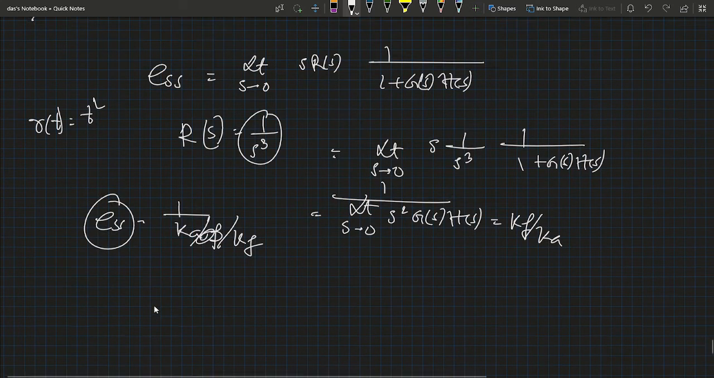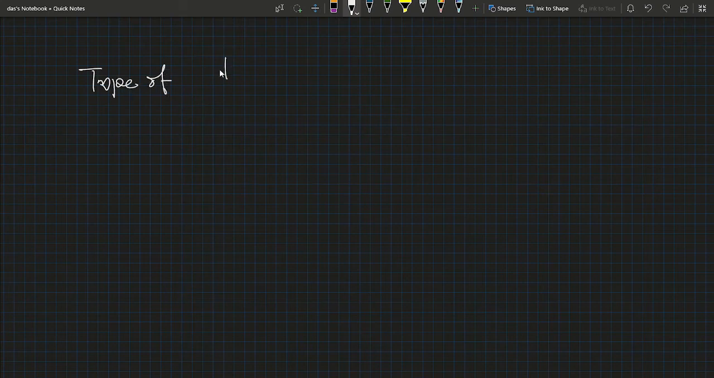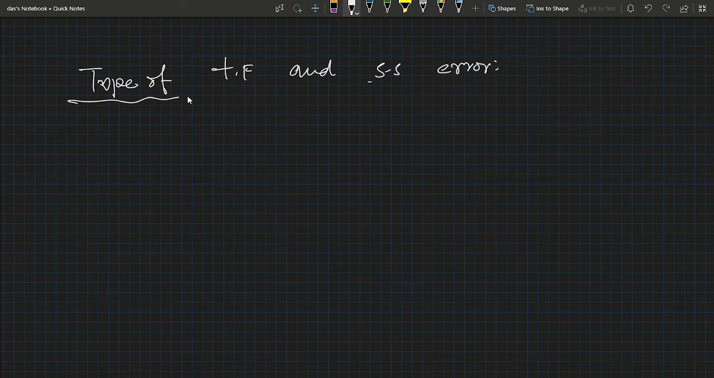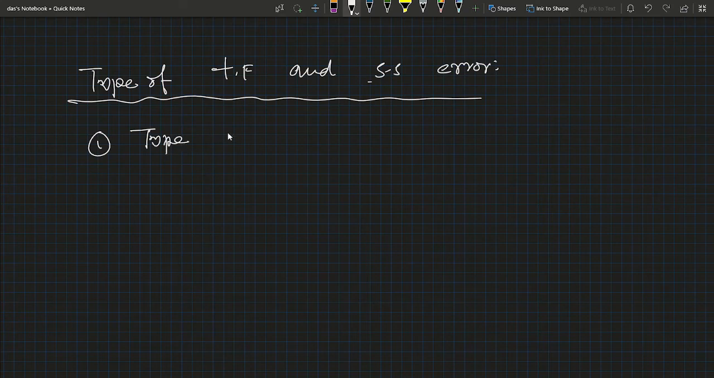This is very important. So now our discussion point is the type of transfer function and steady state error. This is our topic. First we discuss the type 0 system with unit step input. Okay, now study this. What is the function of G(s) into H(s)?